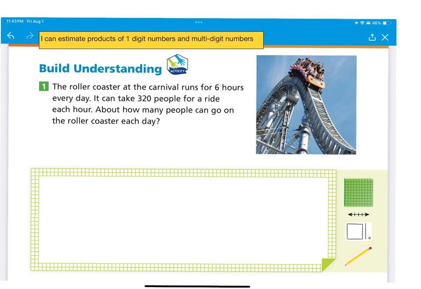Now we're going to mark up our question a little bit so that we know what it's asking. So it says that the roller coaster runs for 6 hours and it can take 320 people for a ride each hour. And we want to know about, that word about is pretty big right here, about how many people can go on the roller coaster each day. So this word about means it doesn't need an exact answer. It wants what we call an estimate. So let's figure out how to solve this problem, shall we?